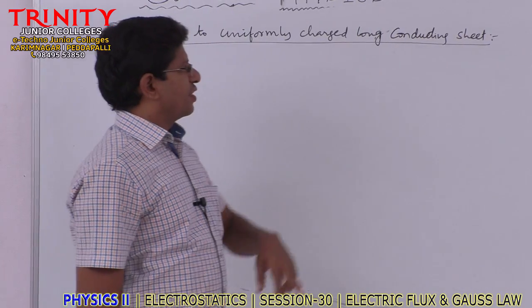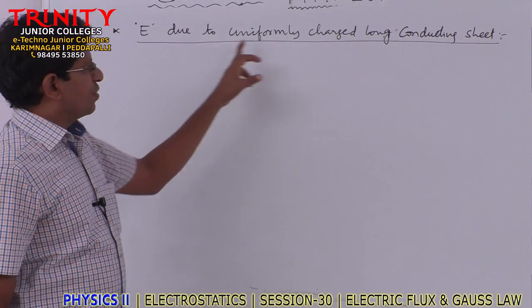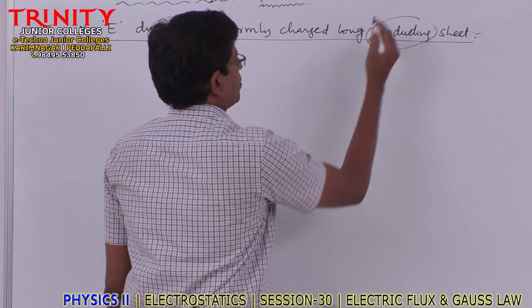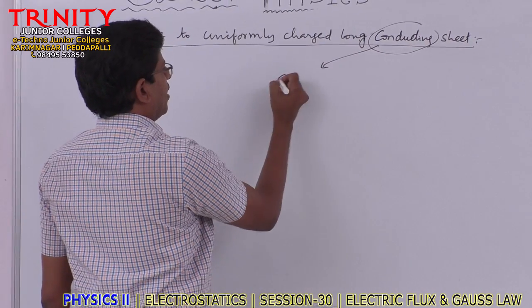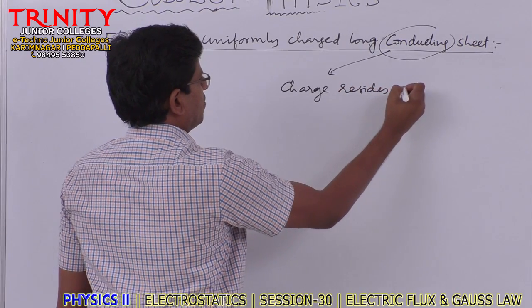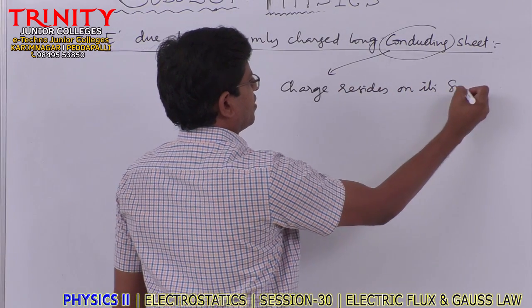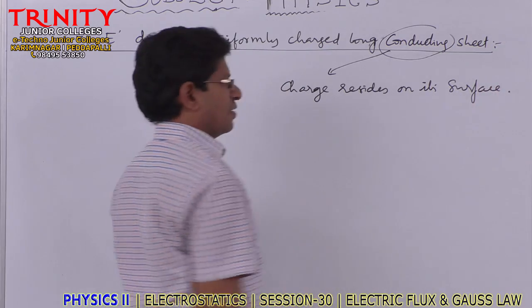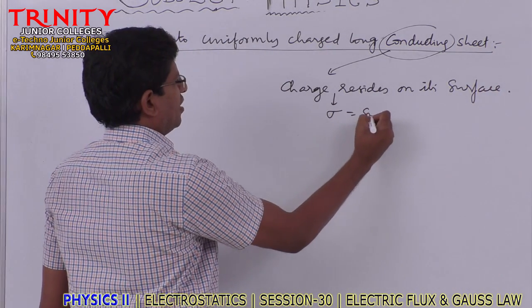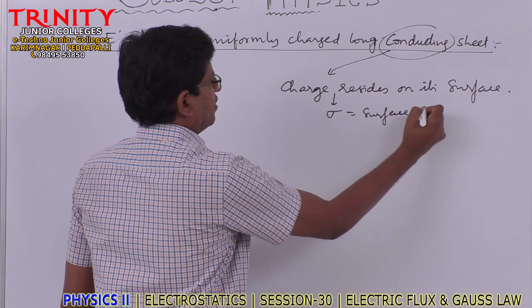The only difference here is, friends, this is due to a uniformly charged long conducting sheet, the only difference is this. So, whenever I mention here, the charge resides on its surface. That's the important point. Therefore, immediately you define sigma as surface charge density.